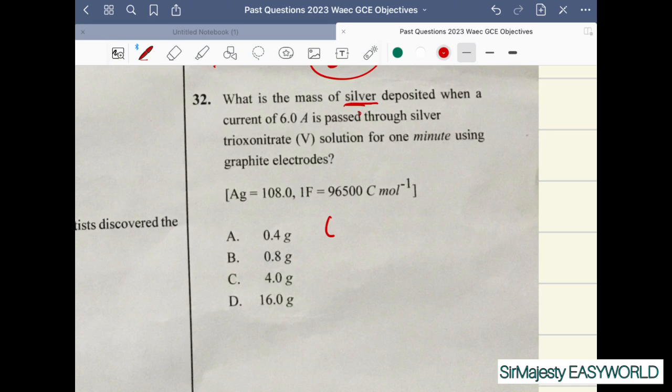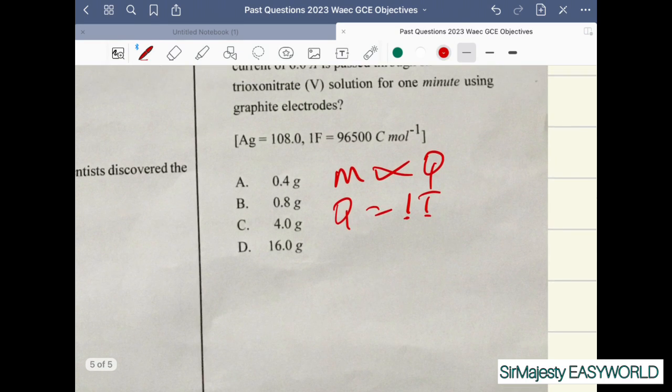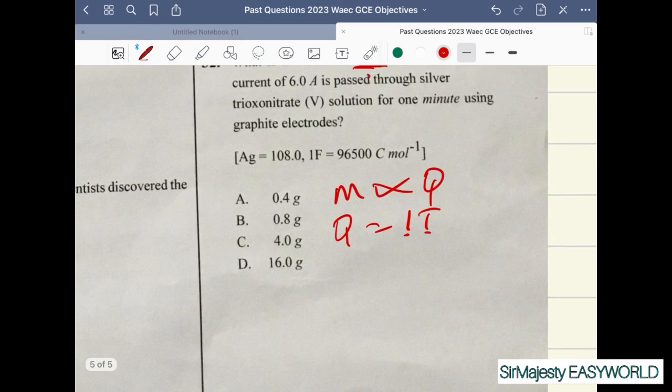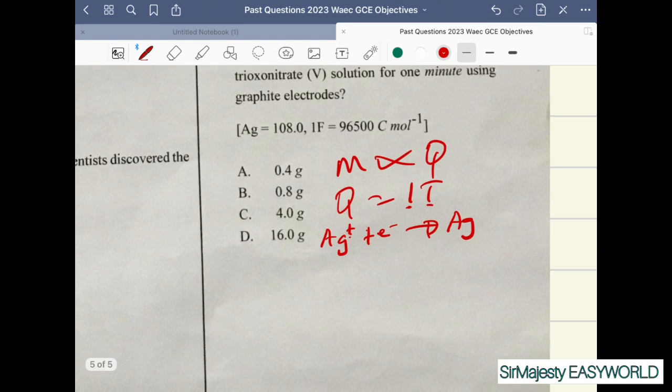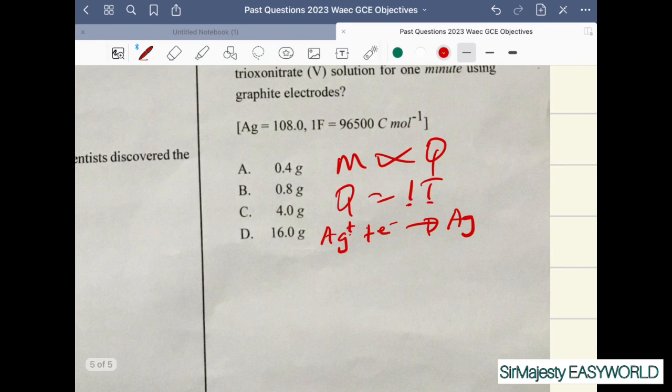So the first law says that the quantity discharged is actually the mass discharged, not the quantity either. The mass of the element discharged is directly proportional to the quantity supplied, while quantity is current times time. I here is current, T is time in seconds. Therefore, we need to know the half cell equation of silver, which is Ag+. Because it is +1, it will gain 1 electron to become Ag, and since it's gaining 1 electron, it automatically means that it requires 1 Faraday.